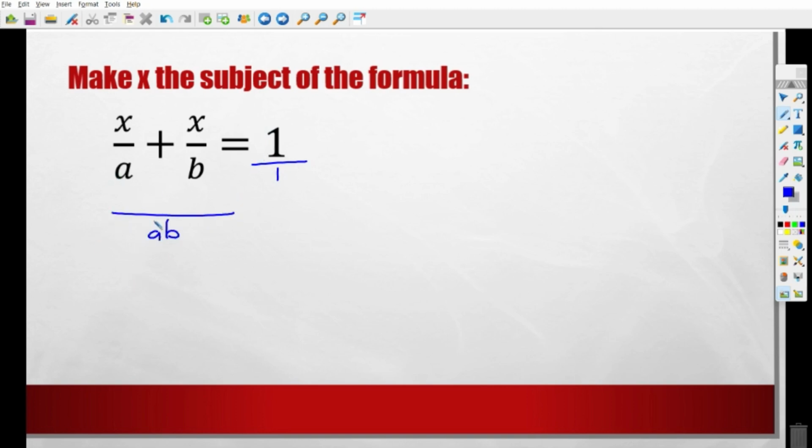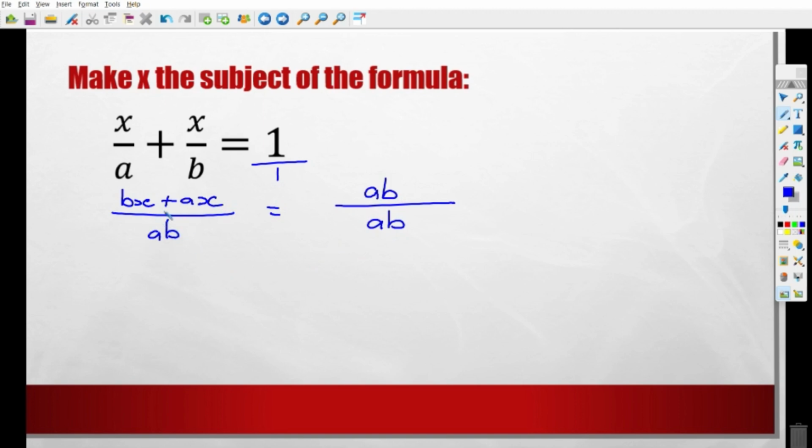All right, so LCD, AB. Okay, what do I do to A to get to AB? Multiply by B, so that's BX. What do I do to B to get to AB? Multiply by A, so that's AX. Okay, and I want AB on this side as well. What do I do to 1 to get to AB? Multiply by AB on the top as well. Fantastic, easy peasy, we know how to do this.